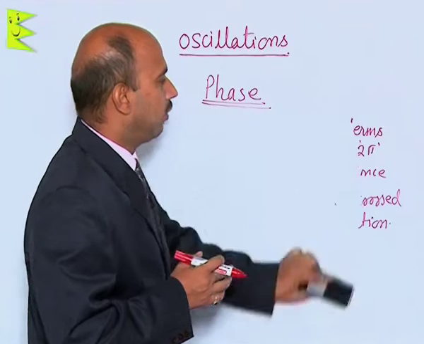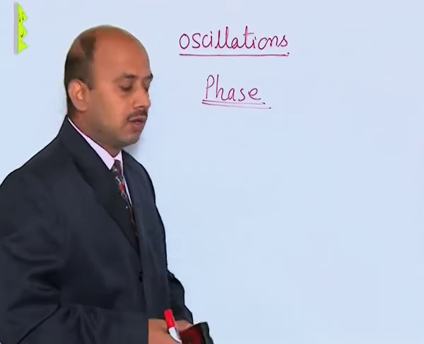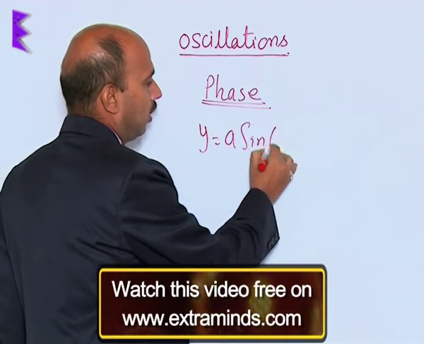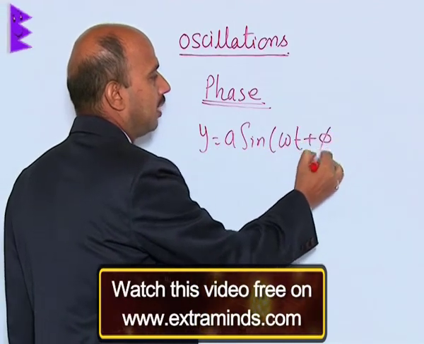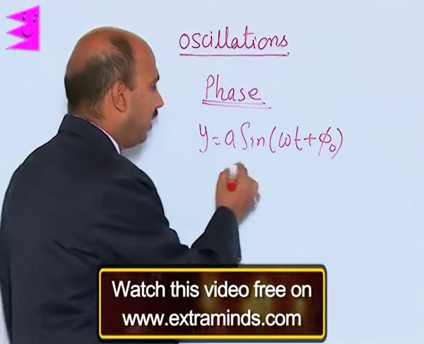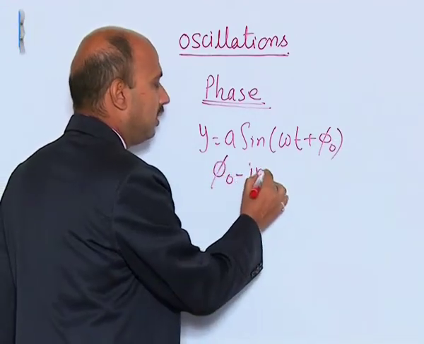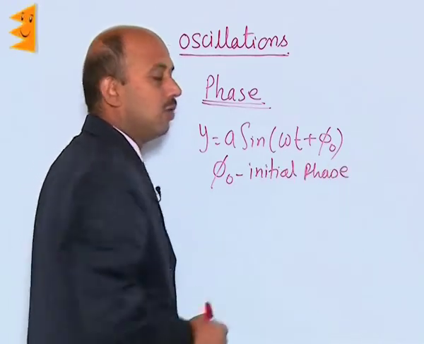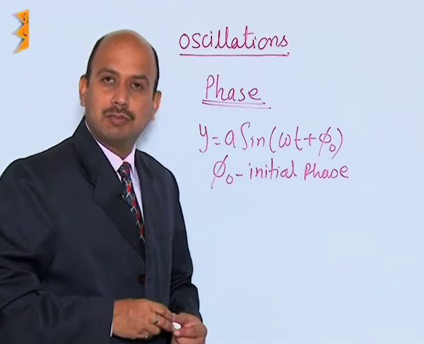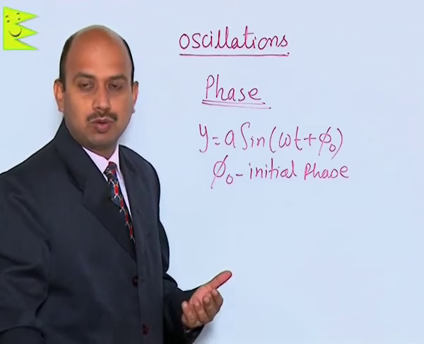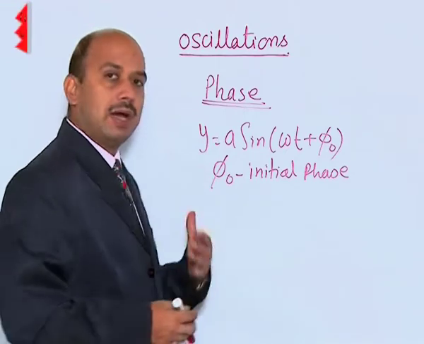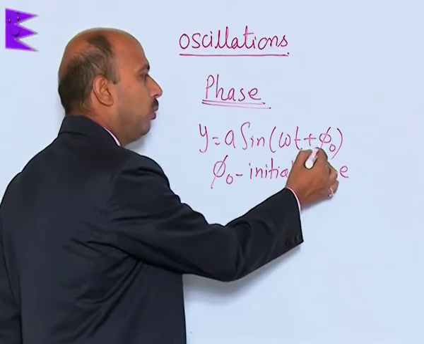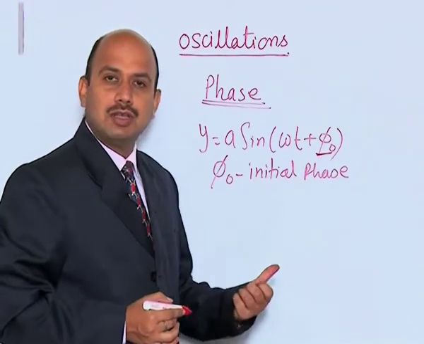So, this is about the phase, and mathematically it can be written in terms of the argument of the sine or cosine. Suppose you are writing in general y is equal to a sine (omega t plus phi naught). Here phi naught we have taken as the initial phase. It means the particle is not starting oscillating from its mean position at t is equal to 0. It may be either behind the mean position or ahead of the mean position at t is equal to 0. Then we put the phi naught, the initial phase.